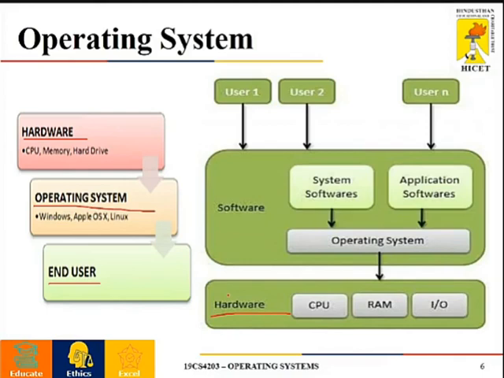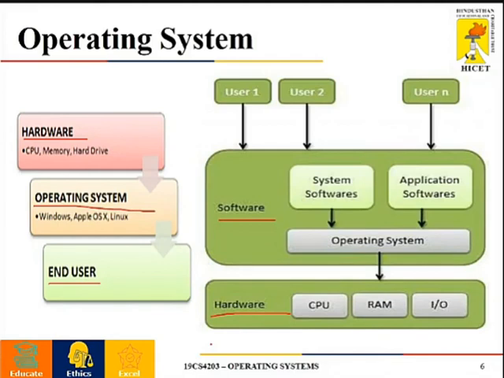The software layer is nothing but two types of software that are available: system software and application software. So the operating system is actually a system software, and it is also helping to manage and run the various application software, as you can see over here. So that is the middle layer.